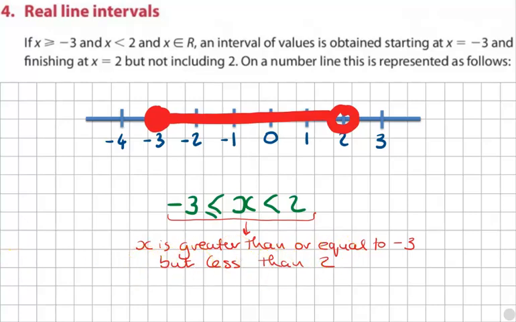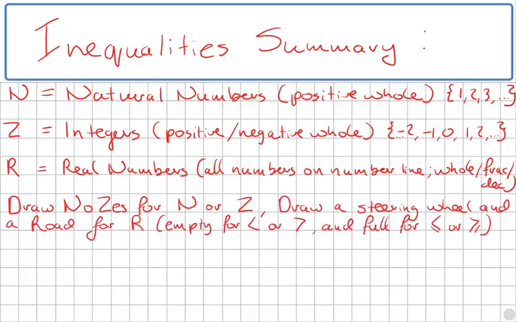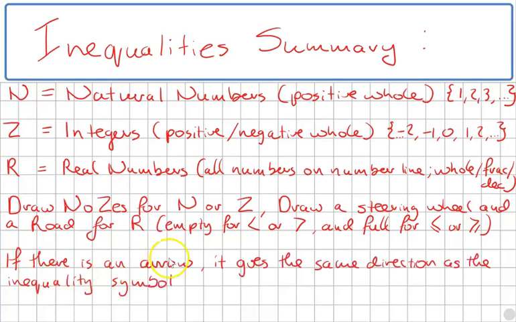So to summarize, N is our natural numbers, Z is integers, R is real numbers. We draw noses for N or Z. We draw a steering wheel and a road for R. And if there's an arrow, it goes the same direction as the inequality symbol.